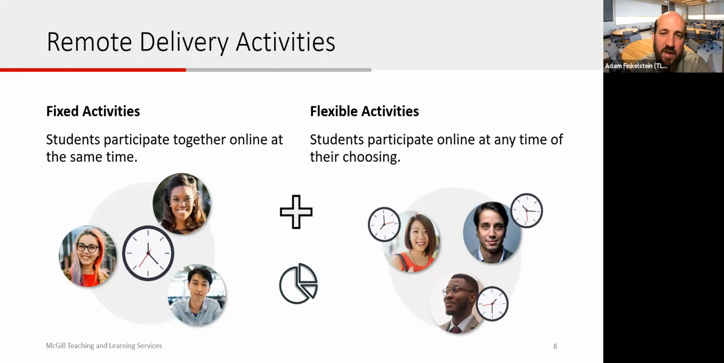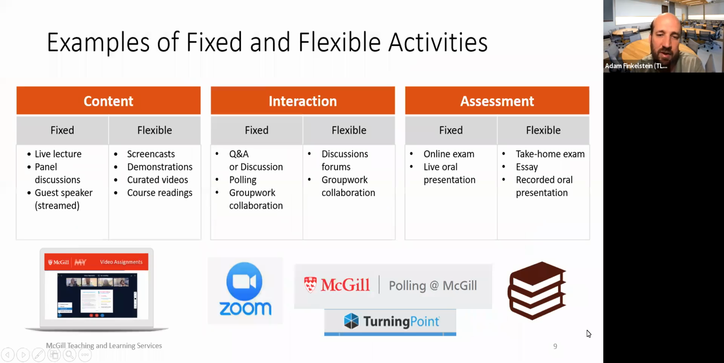It's going to have to be that combination where you're making the best use of the context, how much time you have, what you can work on, what you can do, what should be fixed and what should be flexible. So if we go to the example slide, I think you'll see a little bit more concrete examples here, talking about what are some examples of fixed and flexible kind of activities.